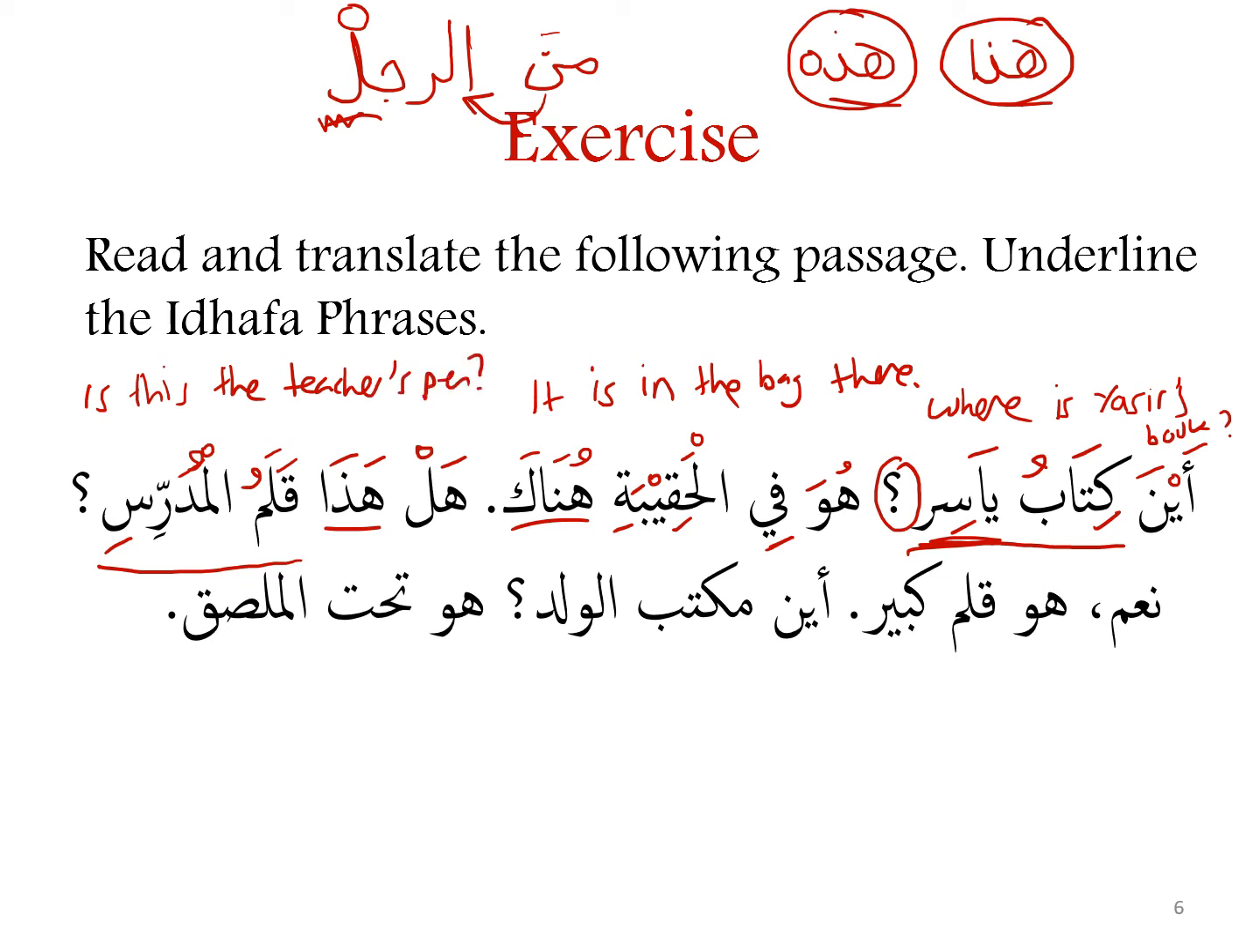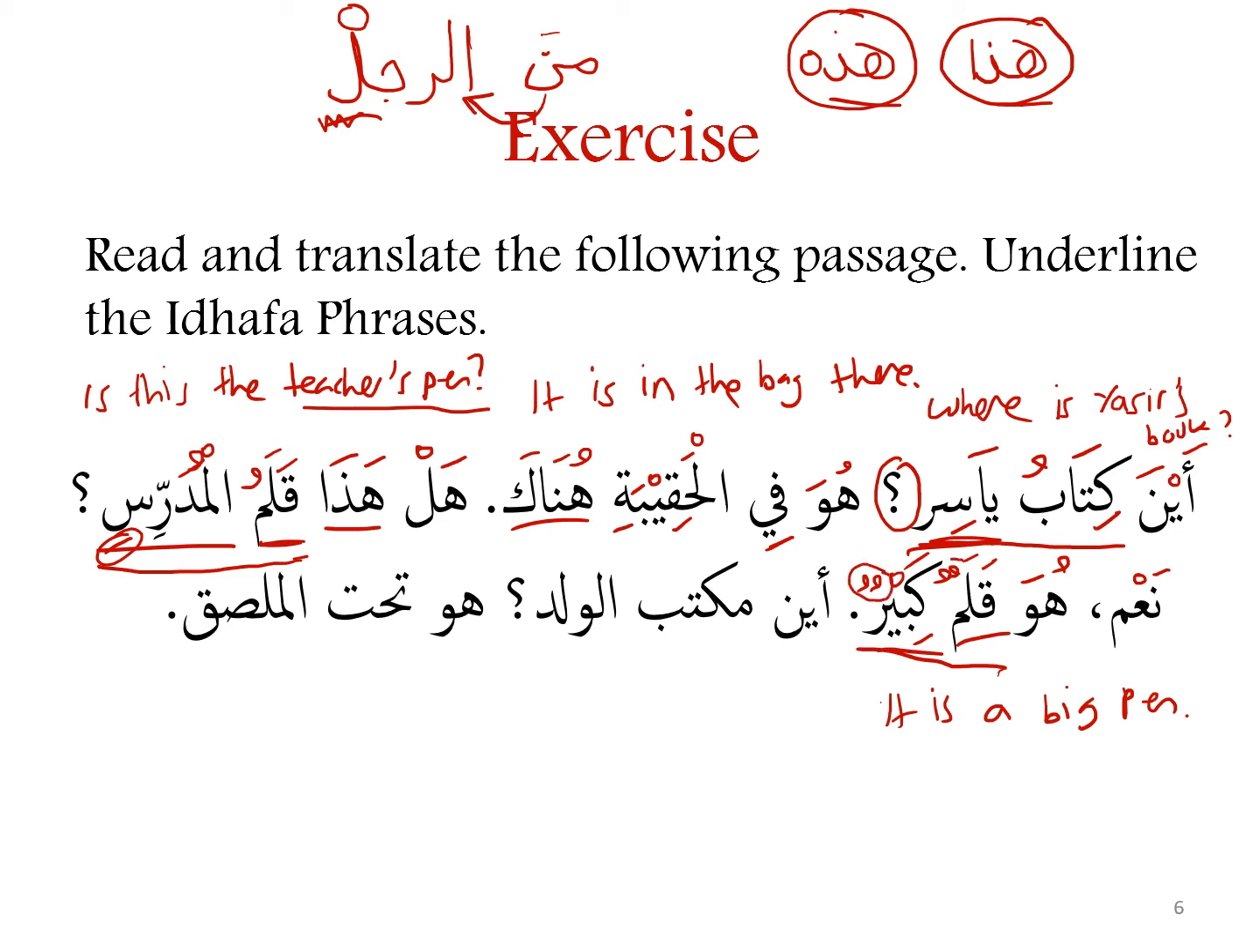So just notice we use the Idhafa phrase to say the teacher's pen, or pen of the teacher, by having a mudaf, no alif lam, no tanween, followed by the word with a kasra. Na'am, which means yes. Huwa... Now this is a mawsuf sifa. It is qalamun kabirun. It is a big pen. Mawsuf, sifa, matching each other in their singularity, having a tanween dhamma.